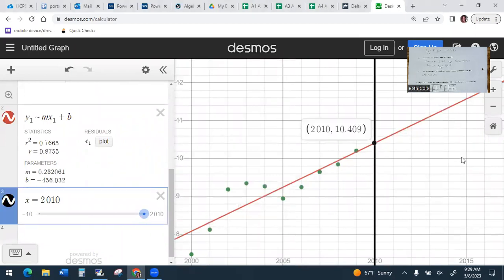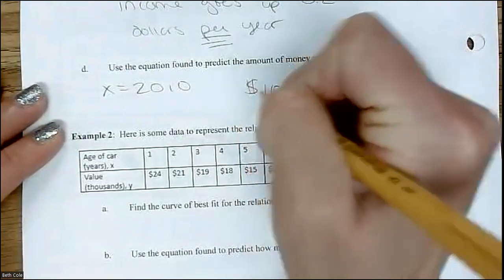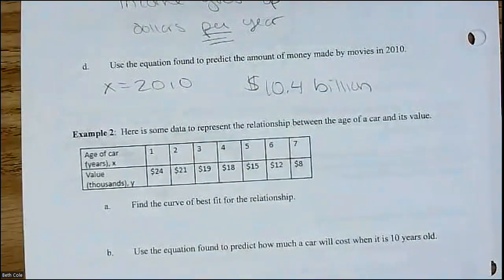How many billions of dollars are made in 2010? $10.4 billion is the answer. It literally just comes from the calculator. $10.4 billion. You can write dollars, or you can just put a dollar sign in front of it. That's fine.